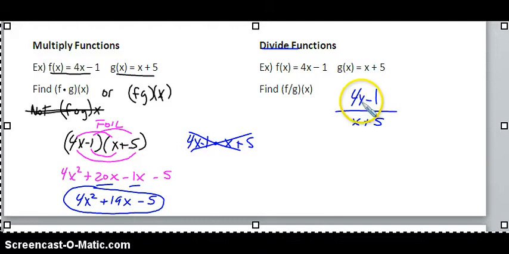Not all 4 of these terms have an x, so I can't cancel an x out. A lot of students will do this. They will say, these x's cancel out. And they don't. They don't cancel out. So if you can reduce, reduce. If you can't, that's your final answer. Here's an example of something you could reduce.